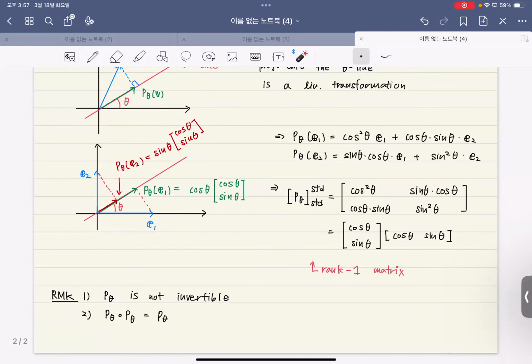So if you're not trusting me, then maybe just try to multiply these two matrices. Take the square of this matrix. If you raise this matrix to the second power, I mean, if you multiply this matrix twice, then you're going to get exactly the same thing.